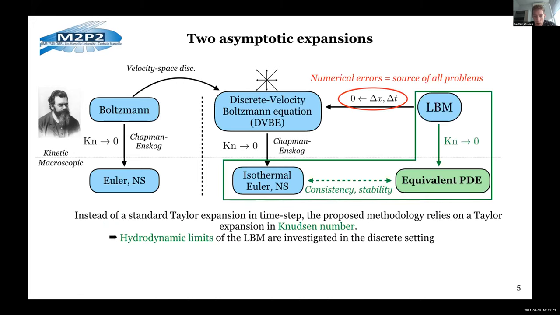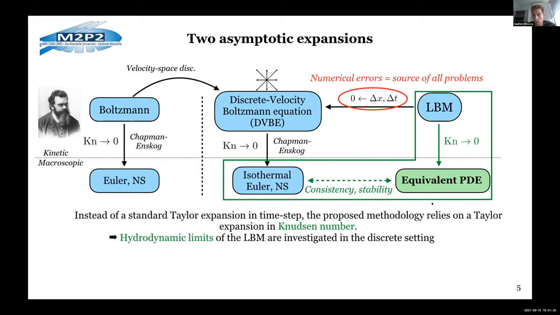So in order to address these two issues, we propose here a new methodology, another kind of Taylor expansion. Instead of performing a Taylor expansion in time and space, we perform a Taylor expansion in the Knudsen number, so as to try to find out the hydrodynamic limits of the lattice Boltzmann method in the discrete setting.